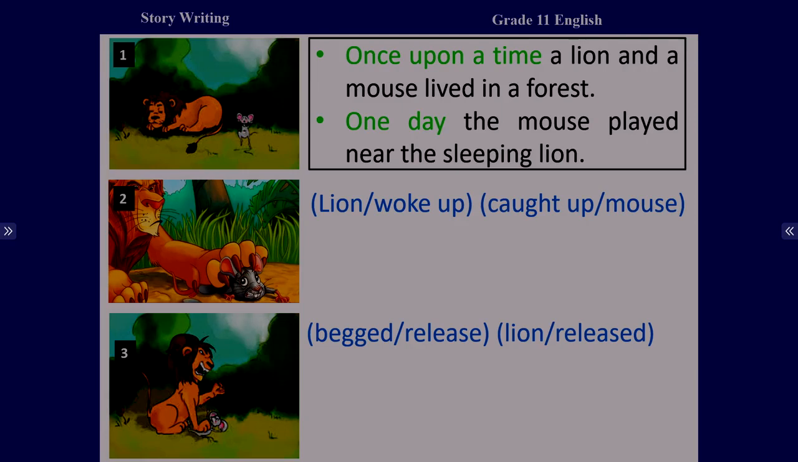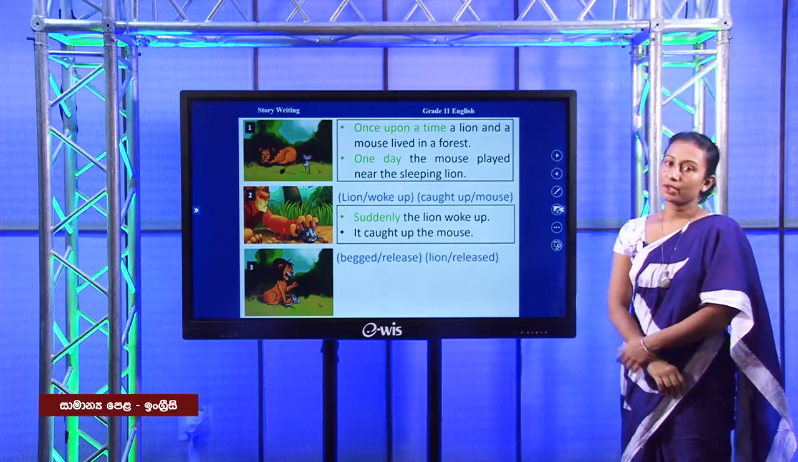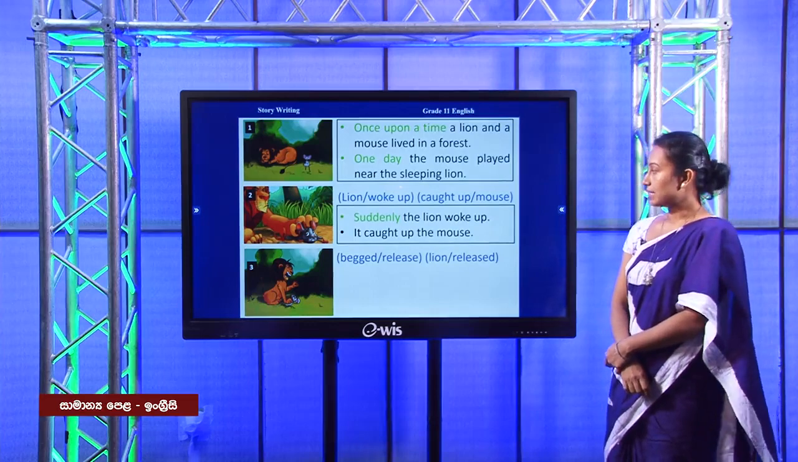So what can you see in the second picture? The lion caught up the mouse. And in the third picture, lion seems angry. So the mouse is begging lion to release it. You can write your sentences. You can compare your sentences with mine.